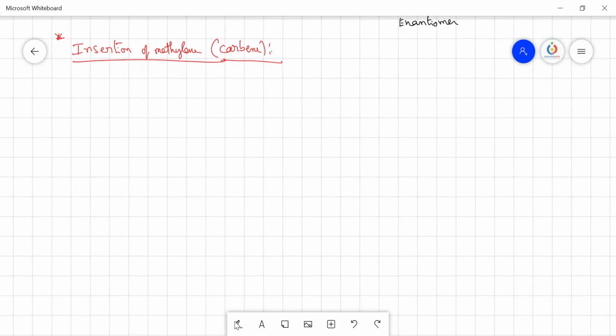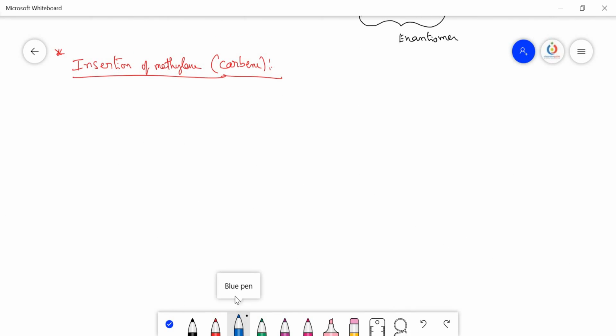So insertion of methylene in this sense, you just take any alkene, and to that alkene you add a carbon. CH2 with 2 unpaired electrons is called as the carbene. So when the alkene is subjected to this, you will get the cyclopropane molecule. To be very frank, it is a cyclic alkane.